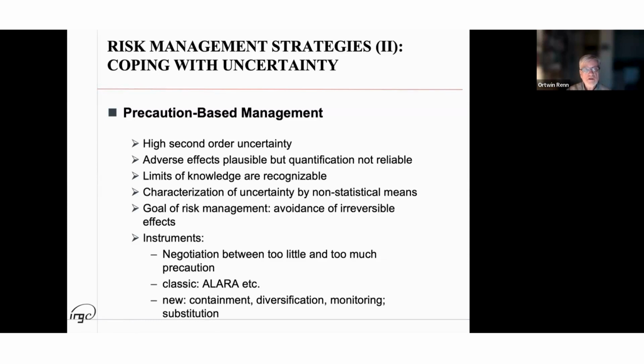And there are instruments, like, one would be negotiation between too little and too much precaution. So you negotiate between the potential victims of a risk and the potential beneficiaries of a risk. And if one can pay an insurance for the others, then it may be acceptable. There's a classic one, ALARA, as low as reasonable. So that's just kind of a minimization principle. And there's something like containing of risk so that you can really have no irreversible effects.